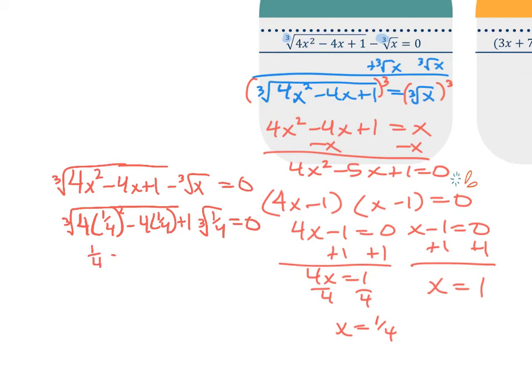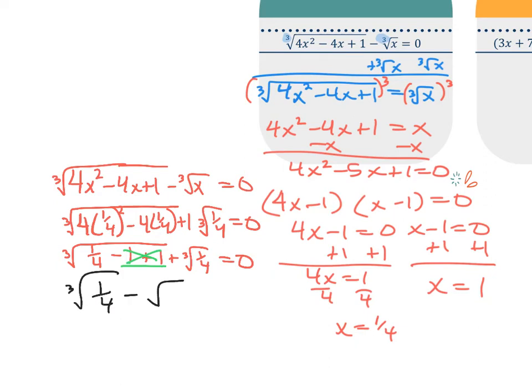Negative 4 times 1/4 is just negative 1 plus 1. So I'm just going to leave this under the radical. It's okay. And now here, notice underneath here, negative 1 plus 1 is gone. So now I'm just left with the cube root of 1/4 minus the cube root of 1/4. Anything subtracted from itself is 0, so this answer works. I'm going to do exactly the same equation, but now I'm going to plug in a 1.